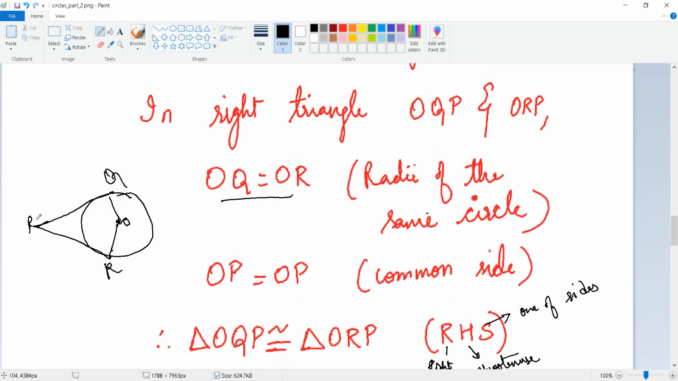Now I am talking about these two triangles. OQP, let me draw it with a different pen color, say blue. And the next one, ORP, I'll draw with an orange color. So I'm talking about these two triangles.